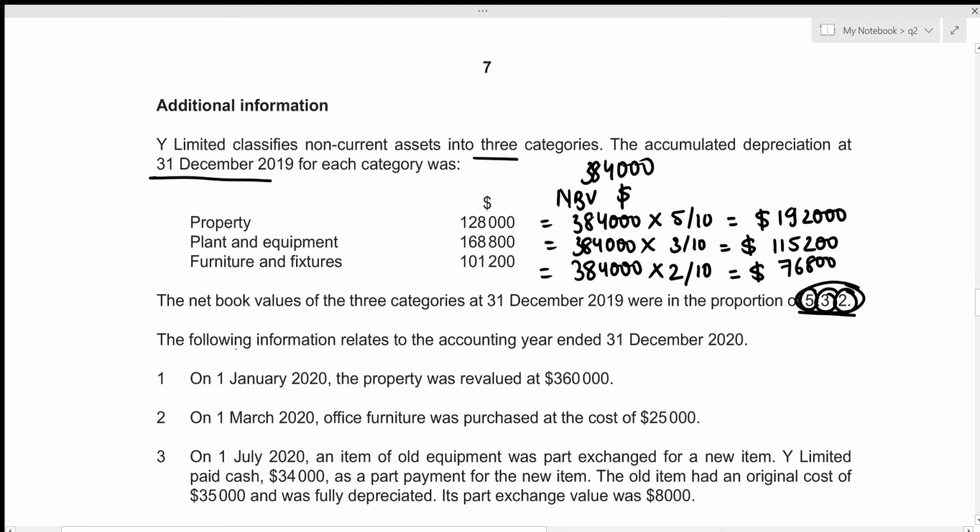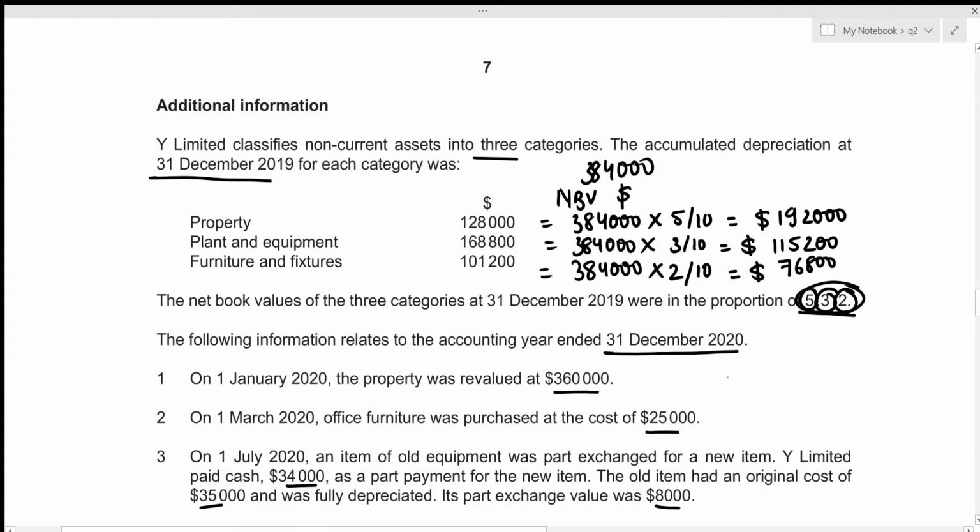Okay. Then the following information relates to the accounting year ended 31st December 2020. On 1st January 2020, the property was revalued at 360,000. Okay. And on 1st March 2020, the office furniture was purchased at the cost of 25,000. Then on 1st July 2020, an item of old equipment was part exchanged for a new item. Y Limited paid cash 34,000 as a part payment for the new item, and the old item had an original cost of 35,000 and was fully depreciated. Its part exchange value was 8,000.